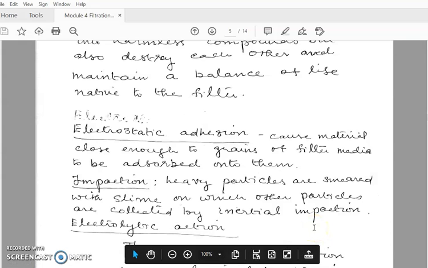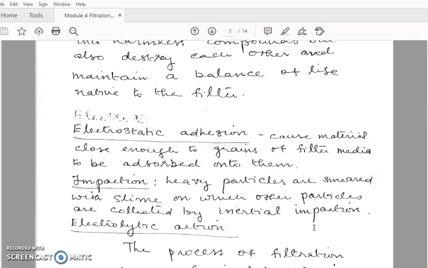Okay, so now we were discussing the biological process in filtration. Now the next one is electrostatic adhesion. Electrostatic adhesion causes material close enough to grains of filter media to be adsorbed onto them. It is very simple. Because of electrostatic adhesion, the very small particles which are very close to the filter media, when the water is flowing through the filter media, are adsorbed onto them.